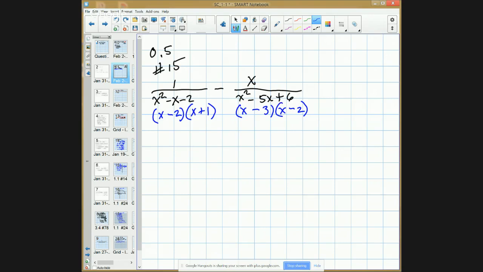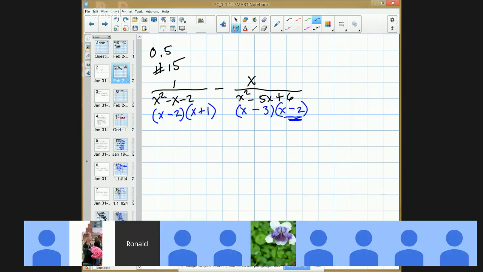So now, what's the least common denominator for those two fractions? We need an x minus 2, an x plus 1, and an x minus 3. This factor over here is repeated. So we need an x minus 2, an x plus 1, and x minus 3. What are we missing from the first fraction?